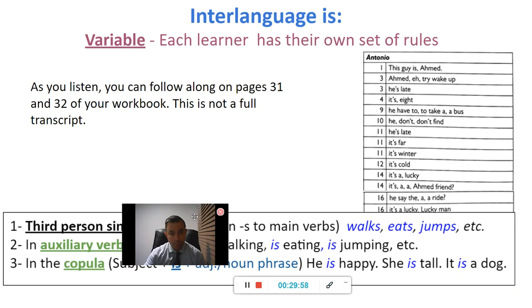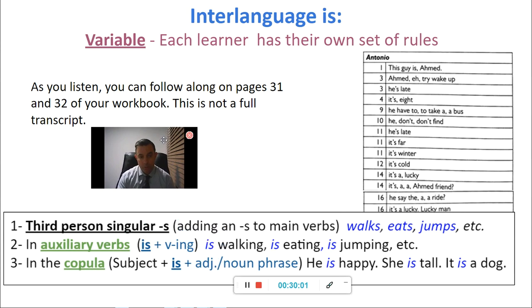So, as you listen, you're going to follow along on pages 31 and 32. That's where you're going to see Antonio's on 31, Chun's on 32. You're going to see a partial transcript of what they say. And what you want to do as you're watching is look for these grammar forms, these morphemes. For example, number 1, third person singular S. You're going to look for where it's used or where it wasn't used but should have been. That's he, she, it, walks, eats, jumps, etc.